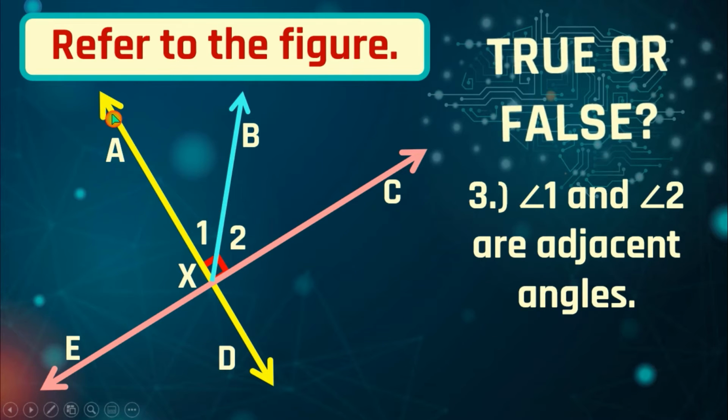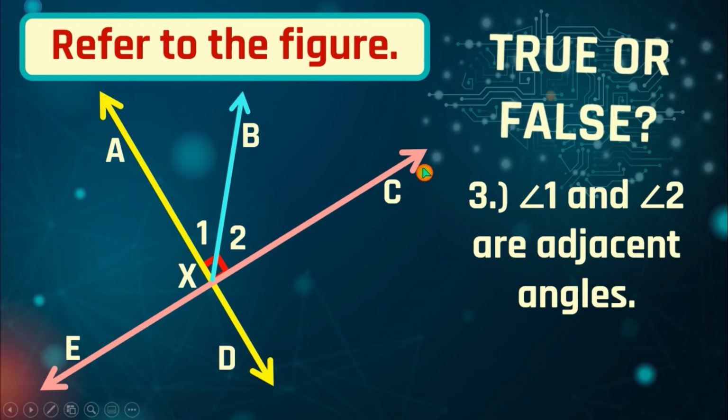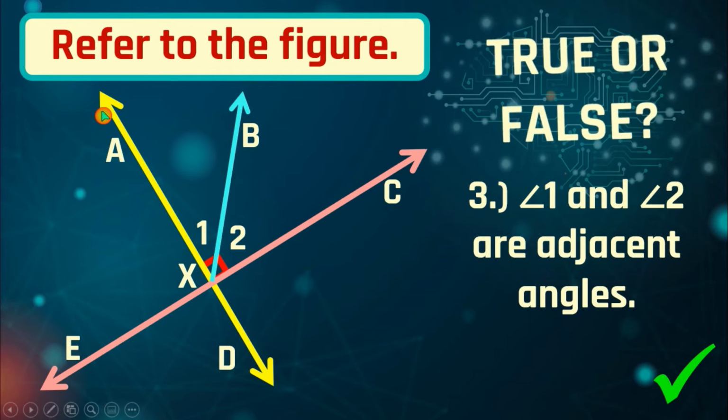Okay, where's your angle 1? Here's your angle 1. Here's your angle 2. Question, are they adjacent? The answer is yes. Okay? So, adjacent sila. Magkatabi eh. Pero kung ang tanong ay si etong angle ba na to at saka etong angle na to ay adjacent, the answer is no. Kasi magkahiwalay.